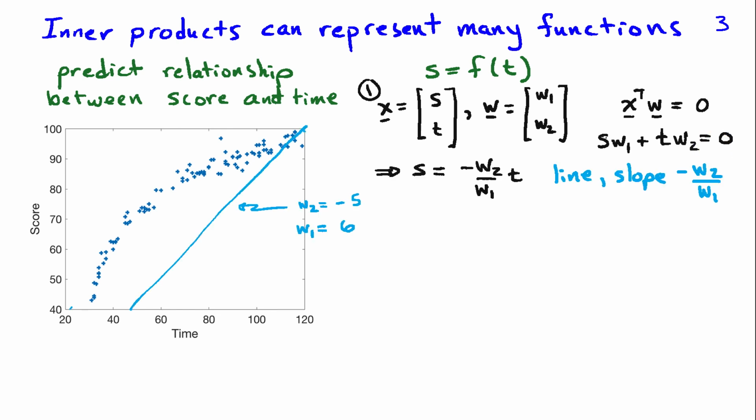Now it's easy to rewrite this to express s as a function of t, in which case we obtain that s is equal to negative w2 over w1 times t. So this is the equation for a line with slope negative w2 divided by w1. And this particular line has y-intercept 0, so it's going through the origin. And I've sketched such a line in blue if we assume w2 to be equal to -5 and w1 to equal 6. This would be the line that we get.